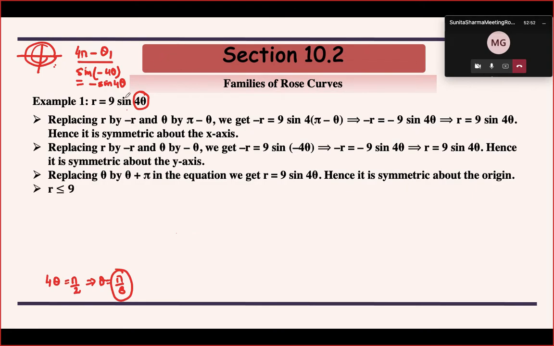And the maximum value of r is 9 because sine of whatever angle we take is at most 1. So this expression has maximum value 9. This is something we can get to know from the polar equation itself. Okay, so this is the information we get to see from the graph.